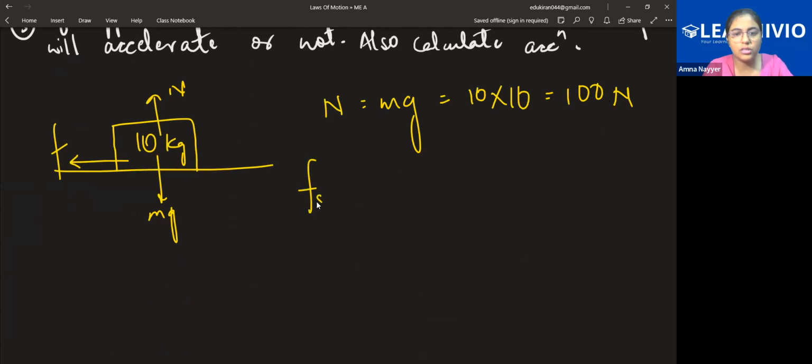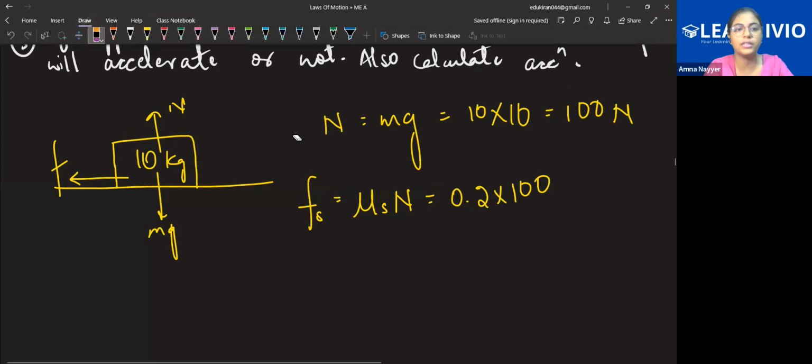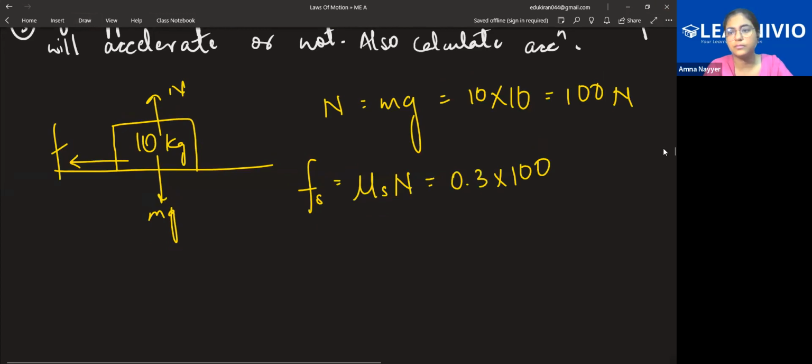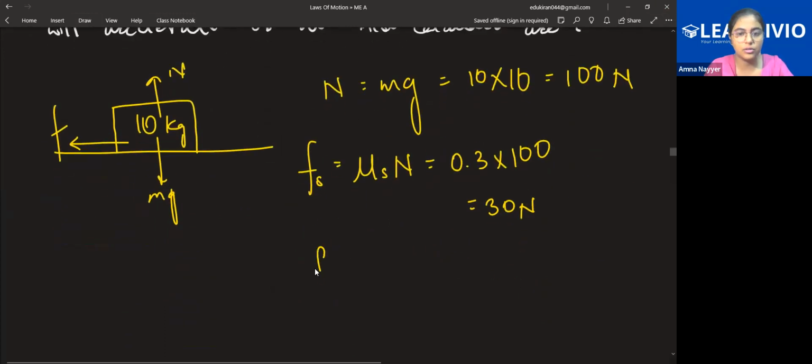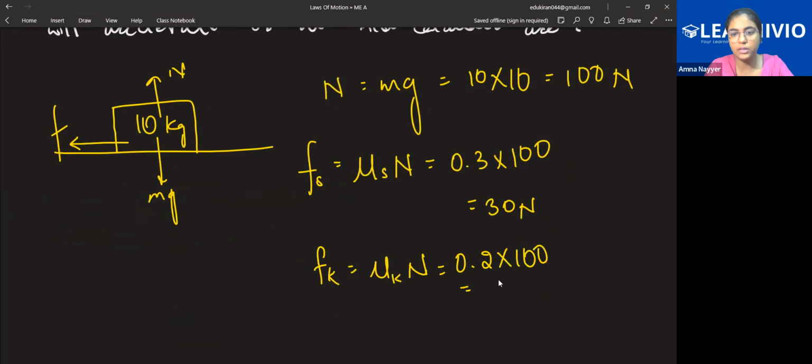Now, frictional force, static friction I am calculating. So it is coefficient of static friction into N. This is 0.2 into 100. No, static friction is 0.3 now. So this is equal to 30 Newton. Now, when we are calculating kinetic friction, so kinetic friction is equal to mu k into N. So this is 0.2 into 100, which is equal to 20 Newton.